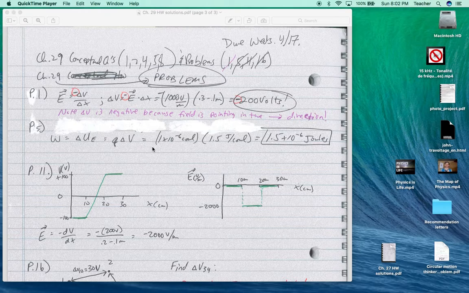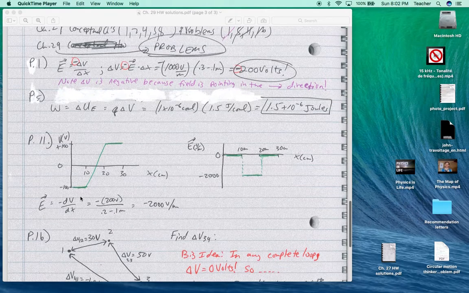When you're going from a 1.5 volt battery to the zero location on that battery, that's the charge. That's the change in potential. So that's the potential energy as well.